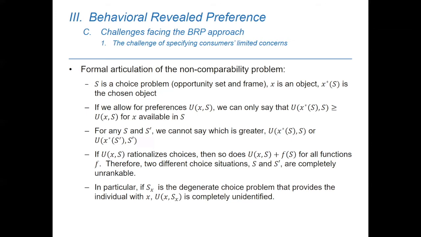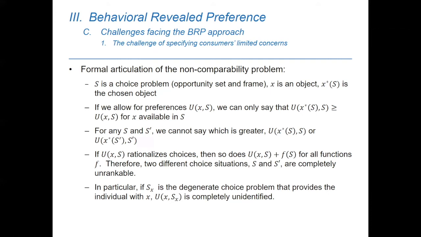So in particular, if we're interested in a situation where the planner, the government, has to actually choose a consumption bundle for the individual, which leads to a setting where the individual is just stuck with the option x, we'll call that degenerate choice problem just S sub x. In that case, u of x comma S sub x is completely unidentified. You can't compare it to anything else.